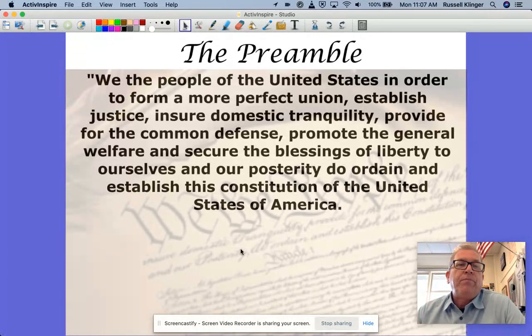The preamble states this. This is the introduction, and this is a part of assignment 20 that I asked you to actually break down for me. It says, "We, the people of the United States, in order to form a more perfect union, establish justice, ensure domestic tranquility, provide for the common defense, promote the general welfare, and secure the blessings of liberty to ourselves and our posterity, do ordain and establish this Constitution of the United States." Okay. So what does it mean?